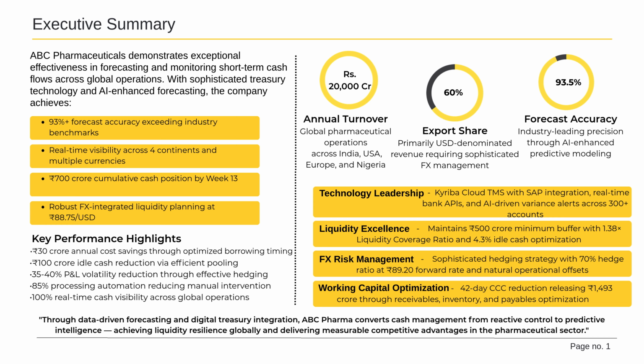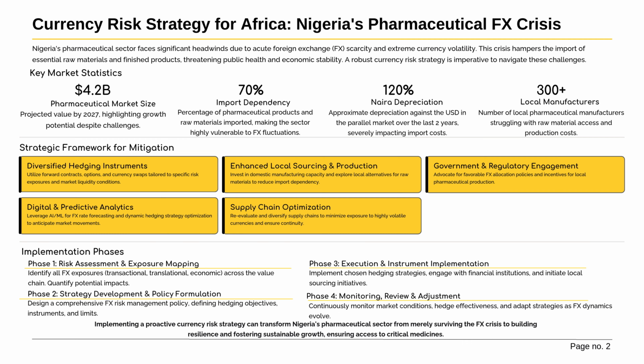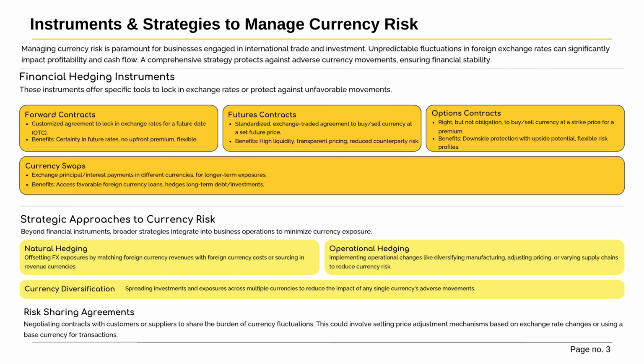USA, Nigeria, and Europe. 60% of its revenue comes in US dollars, and it has to pay money in rupees, euros, and Nigerian naira, basically spread over different currencies. To solve this problem, we have gone through a currency risk strategy for Nigerian pharmaceutical effects, assuming key market statistics. For mitigation, we have built a strategic framework with diversified hedging, enabling sourcing production, considering all the regulations, supply chain optimization, and digital predictive analytics. We implemented that phase-wise, in 4 different phases.